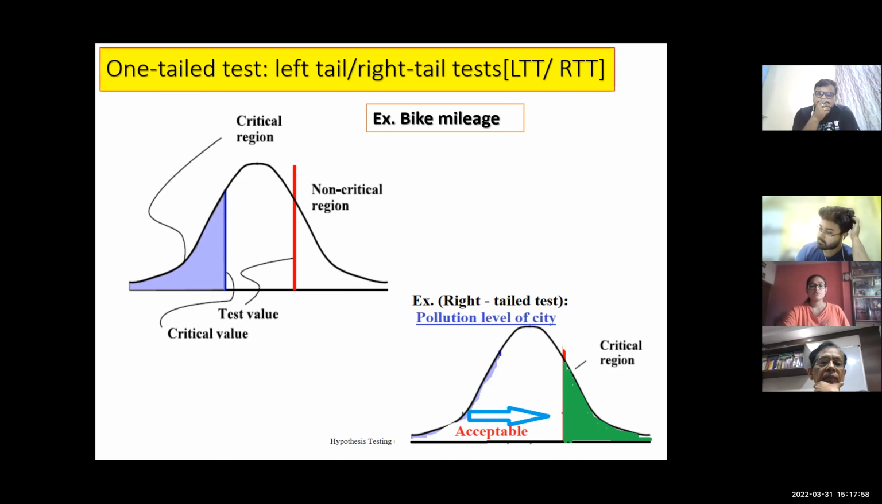So, sir, suppose bike mileage, I am a bike manufacturing company, and I'm claiming that my bike will have a mileage of more than 60 kilometers. So is it one tail or two tail? One tail, sir. Left or right? It will be left. Yes, this is clear. Give an example of right tail, Rusalin. Rusalin, pollution, Sambit, say pollution. Yes, sir. Sir, global warming.